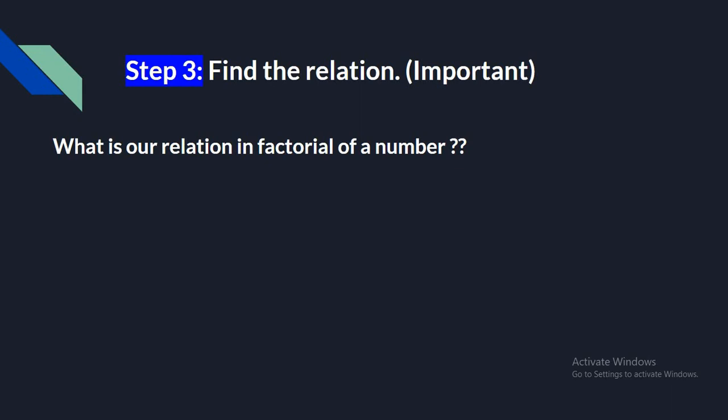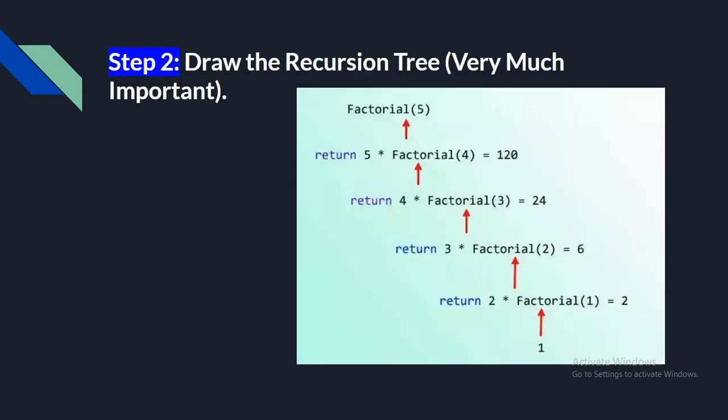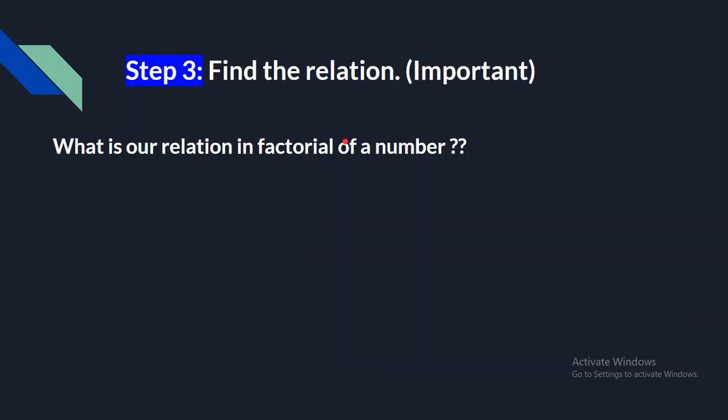Step 3, finding the relation. Now in this example, what we did is we found this relation, that is n into n minus 1, correct? But how does this relation come about? Finding the relation means you need to get into that state where you tell a particular problem to break down into chunks, right? So you need to divide those chunks.